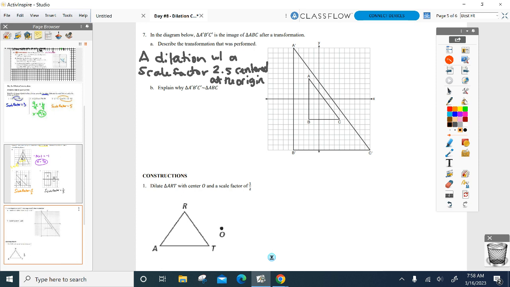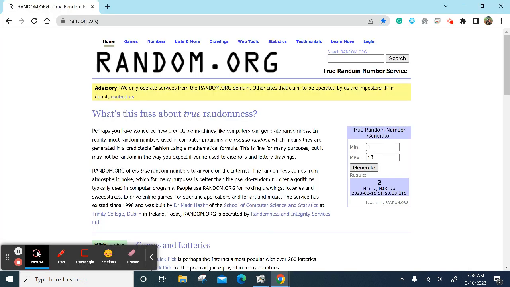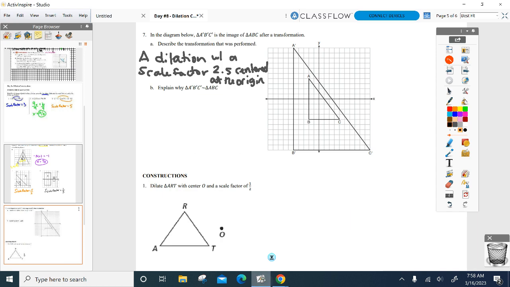All right, now explain why. What's that symbol in between again? Remind me of that unit. Similar. Why are the triangles similar? Well, we know how to show them congruent, right? Rigid motions, but these aren't rigid motions. We just did a dilation. So explain to me why they're similar. Ready?